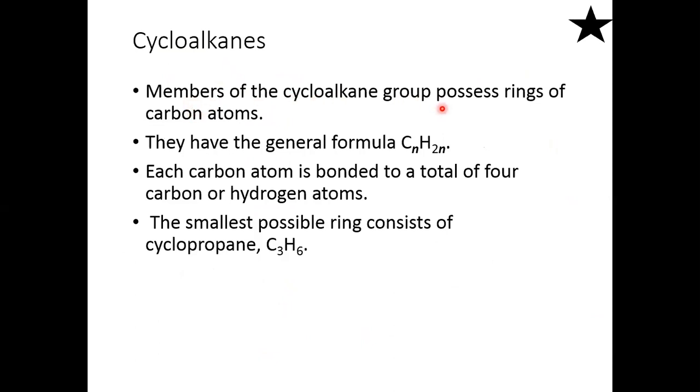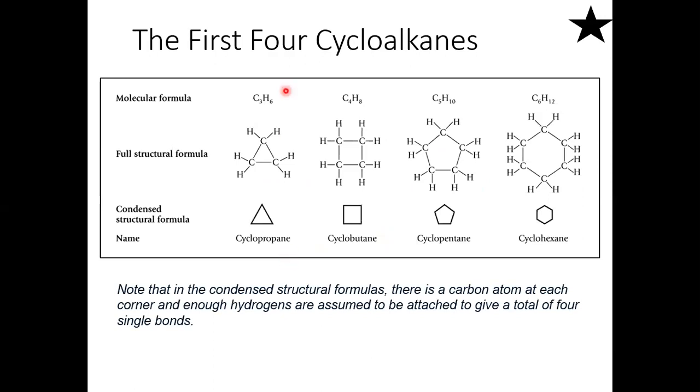Members of a cycloalkane group possess rings of carbon atoms. They have the general formula of CnH2n. Each carbon atom is bonded to a total of 4 carbon or hydrogen atoms. The smallest possible ring is cyclopropane, C3H6. Okay. The first four cycloalkanes are the same as the previous slides. So cyclopropane, cyclobutane, cyclopentane, cyclohexane.